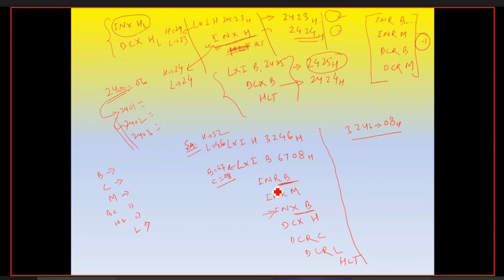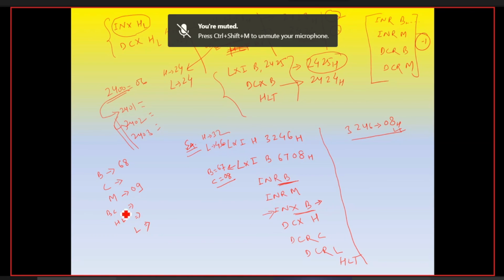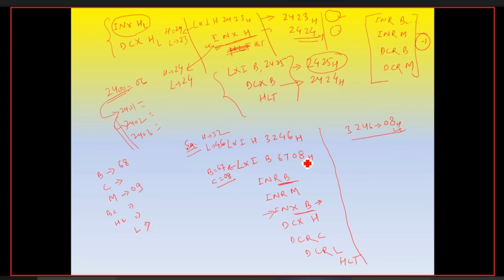You have to perform INR B. So the value of B after this instruction becomes 68. INR M, M is 08, so with INR M it becomes 09. Then INX B: initially it is 6708, it becomes 6709, the new address.